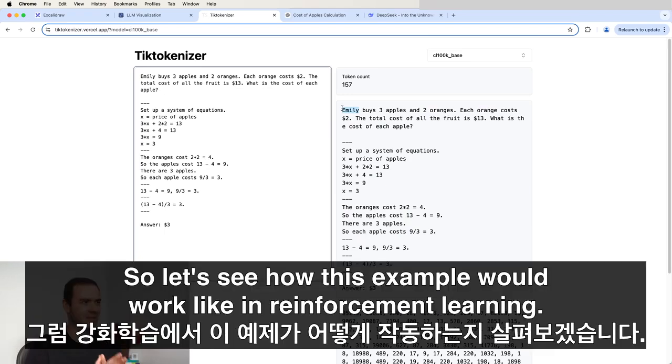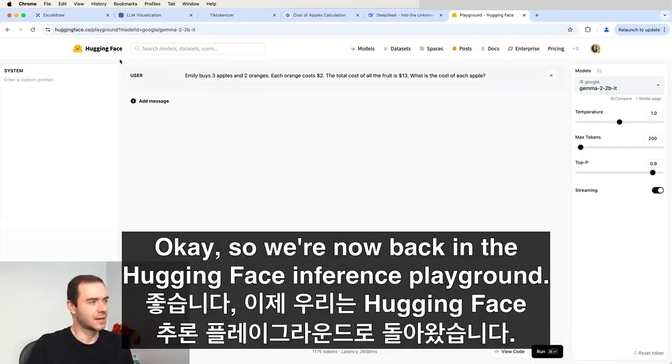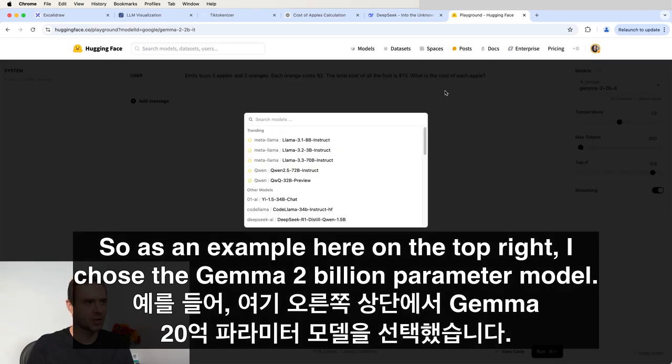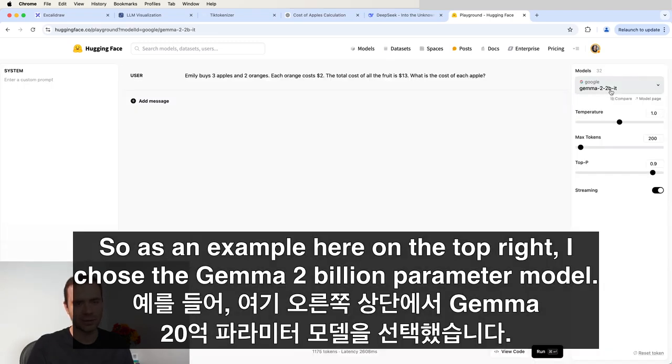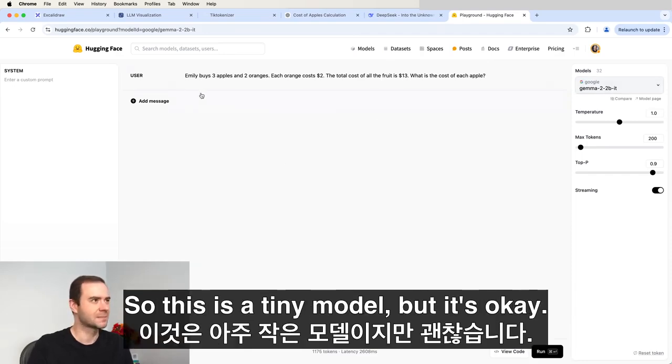So let's see how this example would work in reinforcement learning. Okay, so we're now back in the Hugging Face inference playground, and that just allows me to very easily call different kinds of models. As an example, on the top right, I chose the Gemma 2 billion parameter model. So 2 billion is very, very small. This is a tiny model, but it's okay.